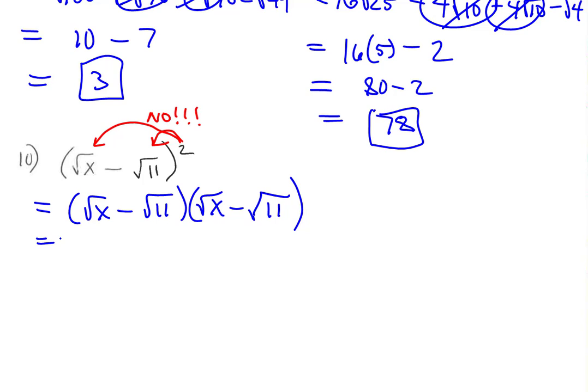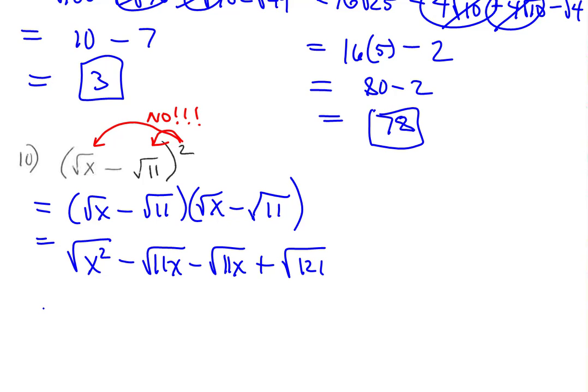So this is the same kind of algebra we've been using to do this kind of expression in the past. It's just now we're throwing roots in with it. So let's see, first times first would be square root of x times square root of x. We can make that the square root of x squared, again multiplying what's underneath each root together. Then we have minus, for outer times outer, minus square root of x times square root of 11. That would be square root of 11x. Again, we're multiplying what's underneath those roots together. Inner times inner, same thing, minus square root of 11x. And then last times last will be positive, and then square root of 11 times square root of 11 would be square root of 121.